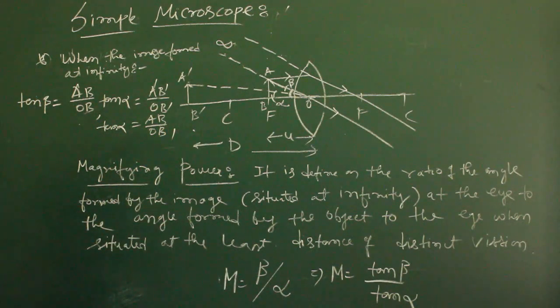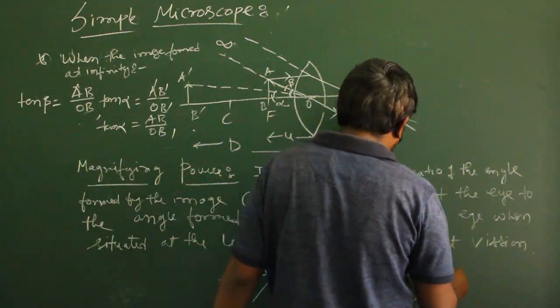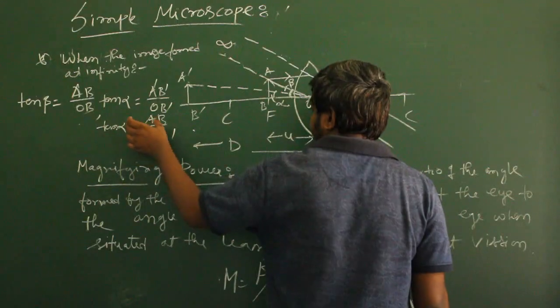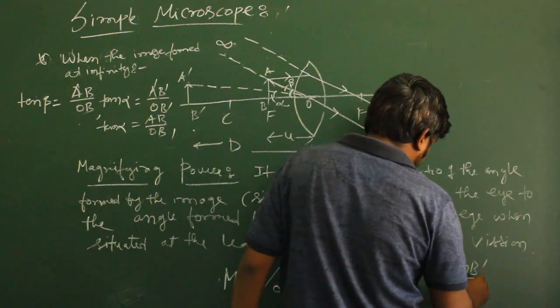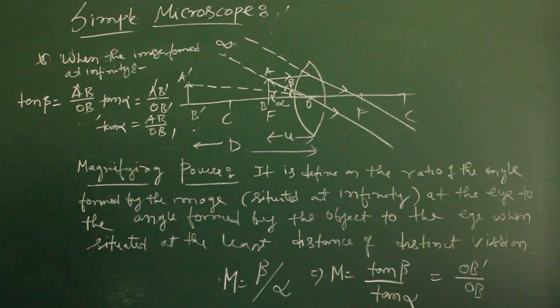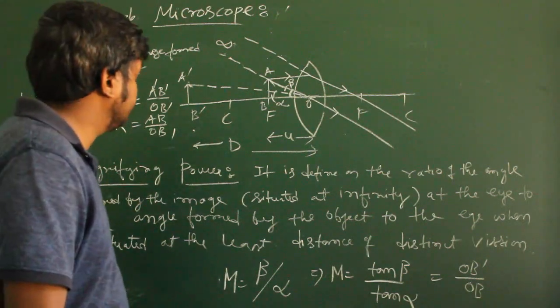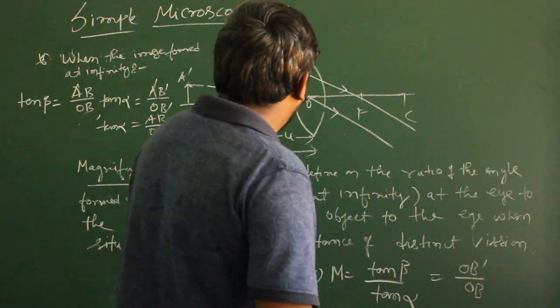Okay, now put this value here. So what is tan beta? Tan beta means AB by OB, and tan alpha means AB by OB dash, so it will be OB dash by OB. Okay, AB dash by OB. Now, what is OB?